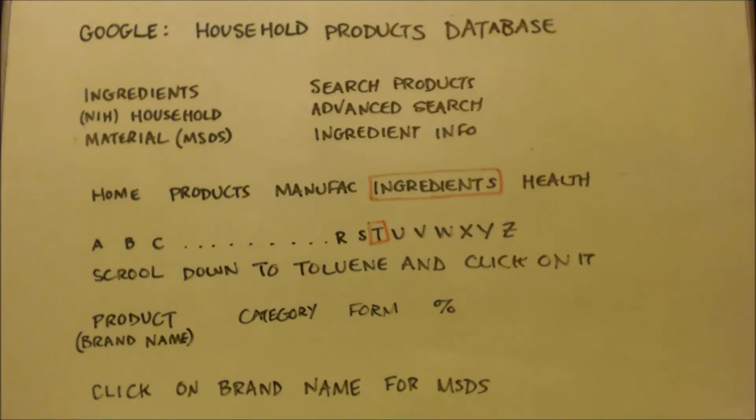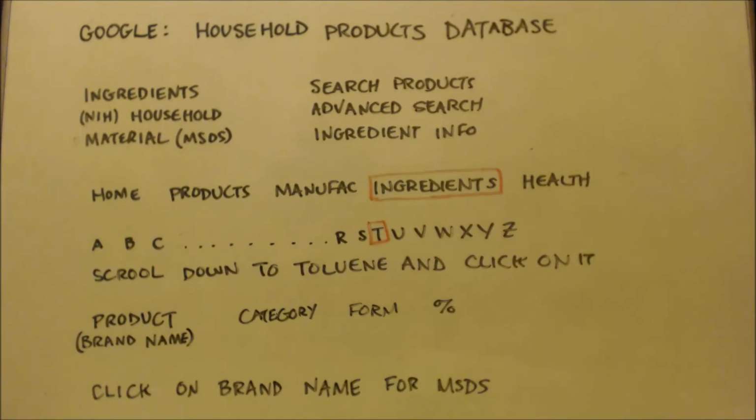So if I wanted something else, like sodium acetate, I'd go to that site, I'd hit ingredients, and I would hit S instead of T. Scroll down to sodium acetate, click on it, and then it'll give you a list of brand names. And I want a high percentage, so I'll click on the ones that have high percentages.